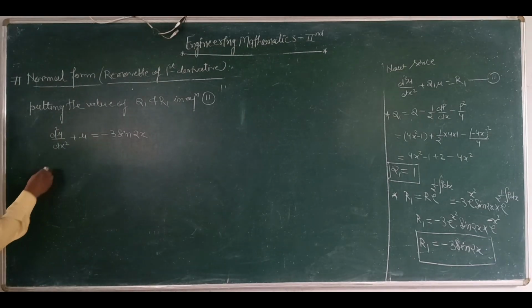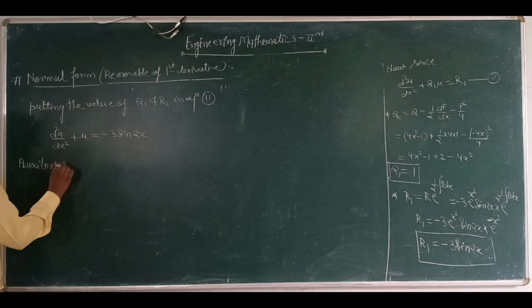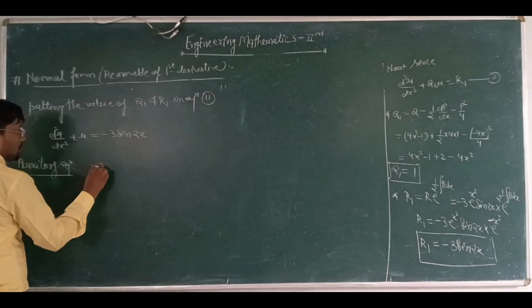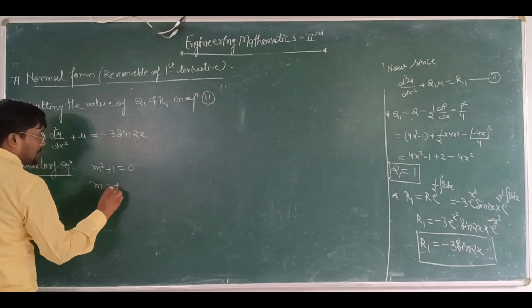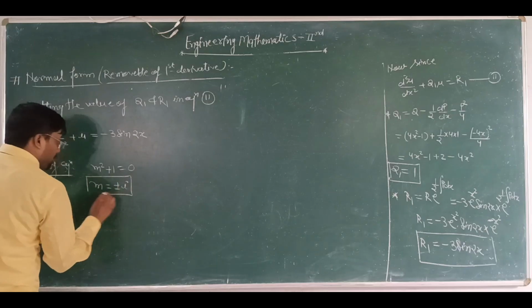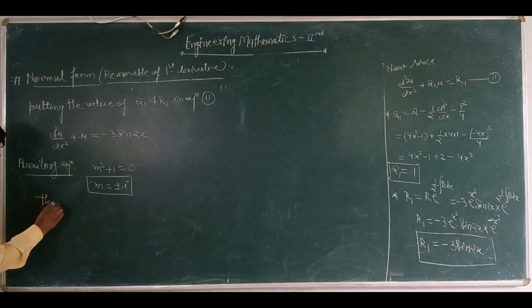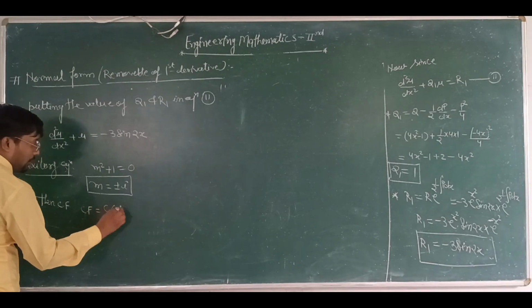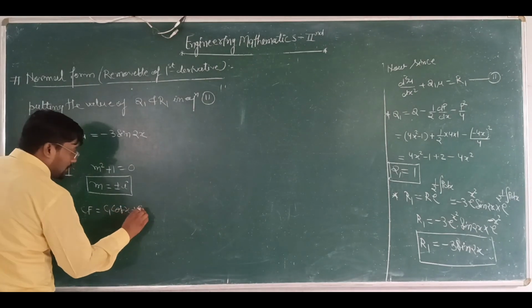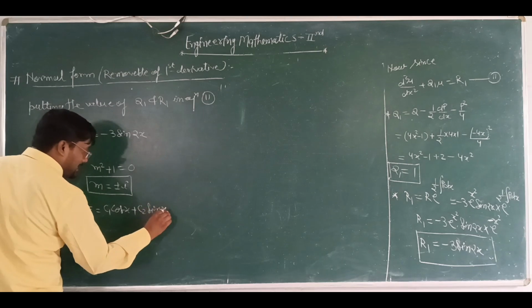Now, first of all, you can find the auxiliary equation of this equation. You can write m² + 1 = 0, or simply m = ±i. Then the CF of this equation, you can write C1 cos x + C2 sin x.